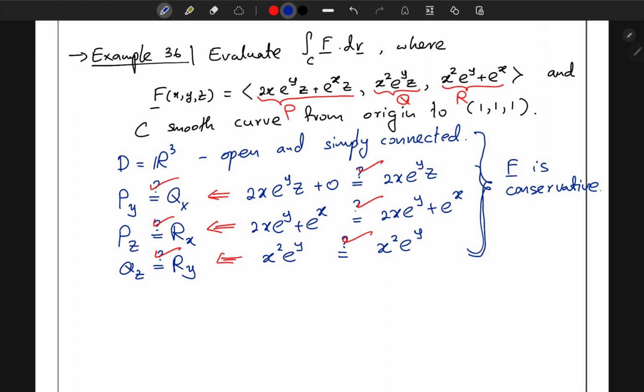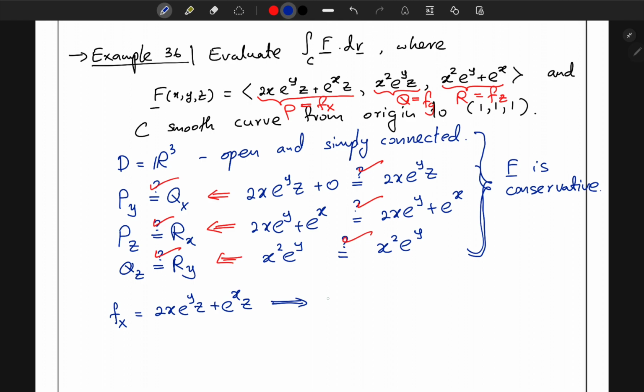If f is conservative, we should be able to find the potential. So let's find the potential. To find the potential, we use P is f sub x, Q is f sub y, and R is f sub z. Now f sub x is 2xyz plus e^z.